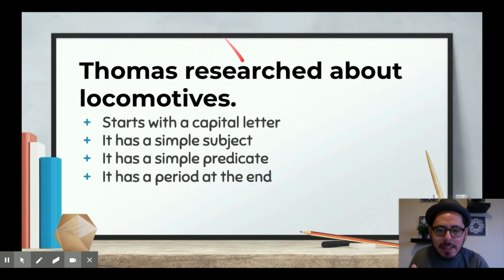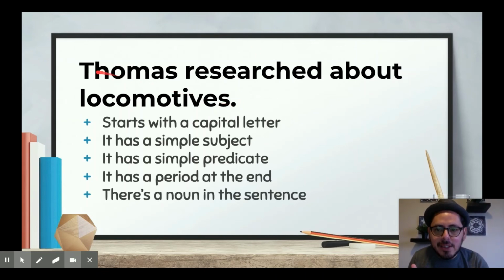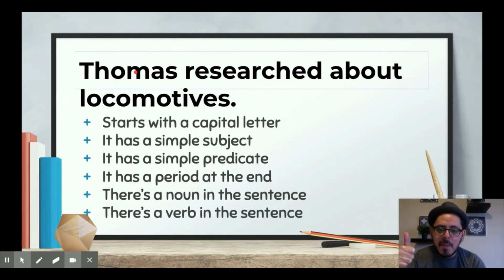And then it has a period at the end, as every nice sentence should. Okay, so yeah, it has a period right there. And then there's a noun in the sentence, which is Thomas. Remember, nouns are persons, places, animals, things, or ideas. Well, Thomas is a person. Respect him. He's an inventor. And then there's a verb in the sentence. And the verb is researched, because that's an action, and verbs are actions. They're also called simple predicates. Almost the same thing. Okay, so let's move on.